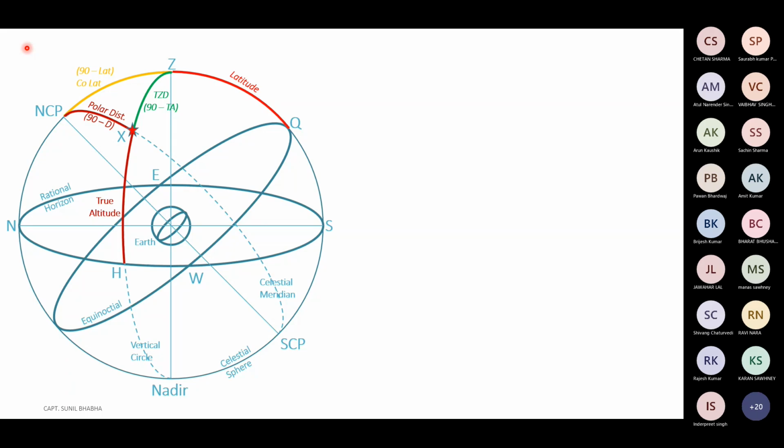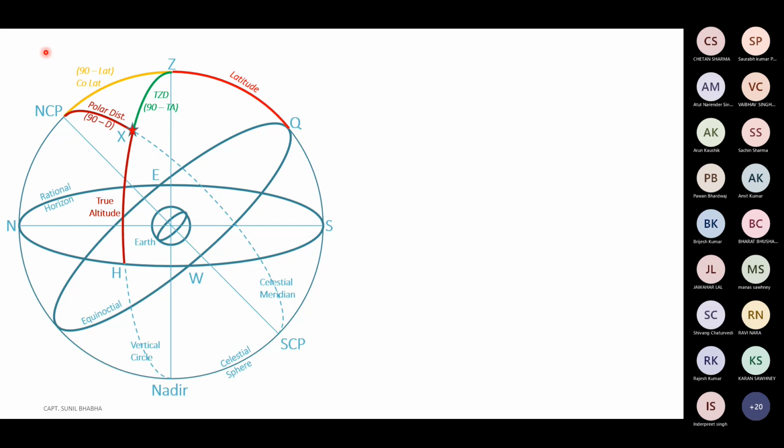Now, having understood the concept of the PZX triangle, we have first understood the equinoctial system, then the horizon system, and we are now able to see the PZX triangle on the celestial sphere. So let's now try to convert this PZX triangle to the rational horizon plane.